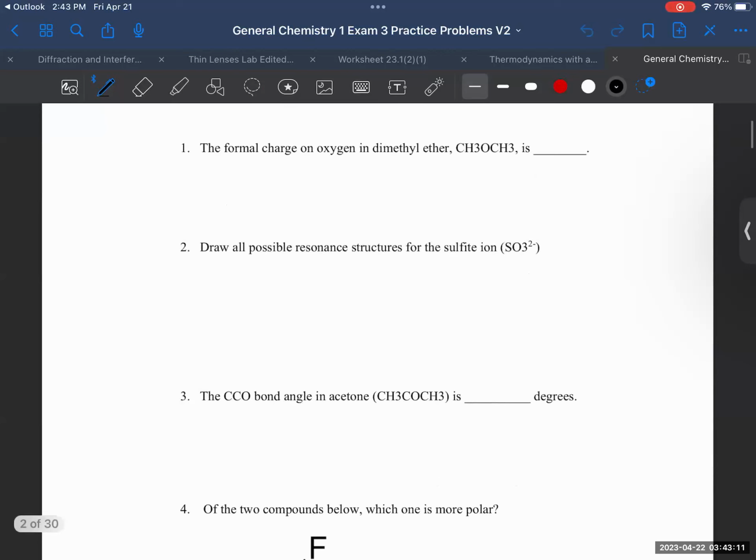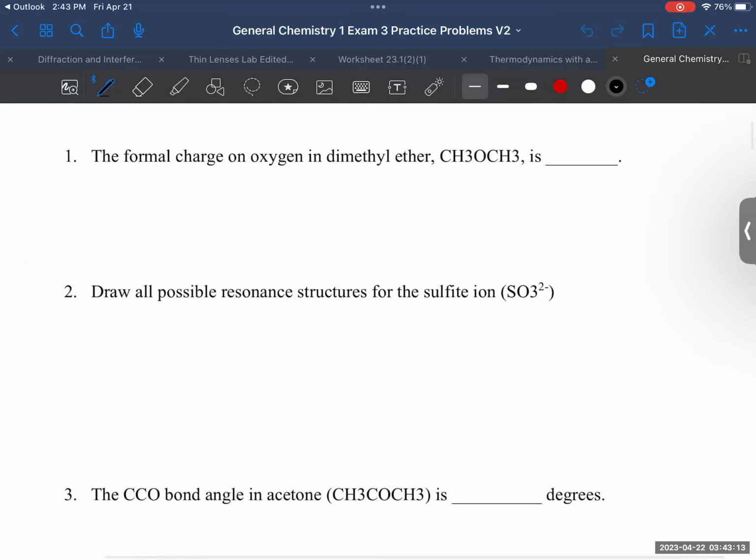All right. What's the formal charge on oxygen in dimethyl ether? Okay. Good question. I think I'll figure that out. Do y'all want me to make that bigger as well? I can read it. I can see it. Yeah, I can see it. But thank you.